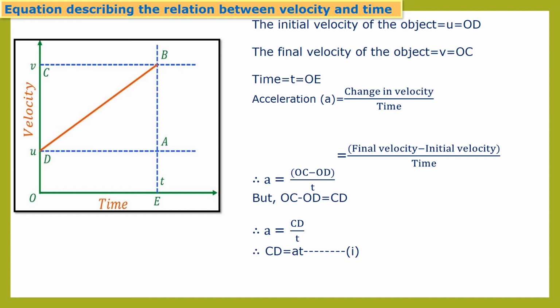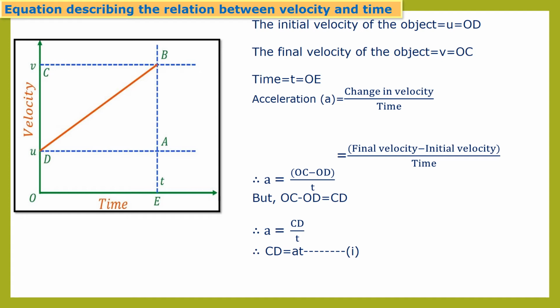This object is starting from point D with velocity u, because that is the initial velocity of the object. Its velocity keeps increasing, and after time t it reaches point D, and after that the velocity reaches point B.